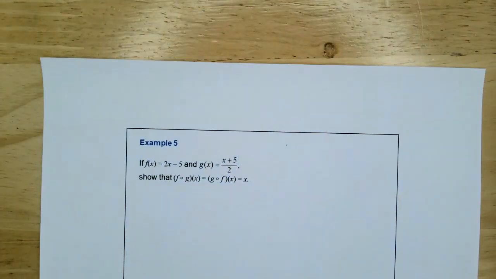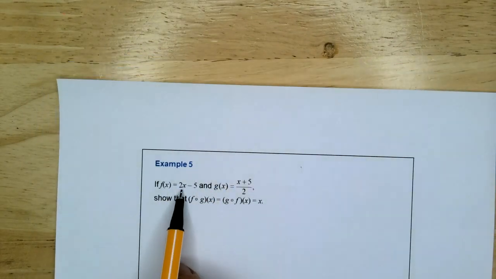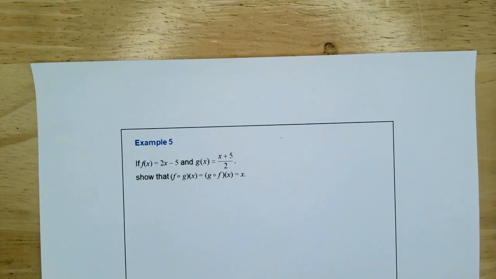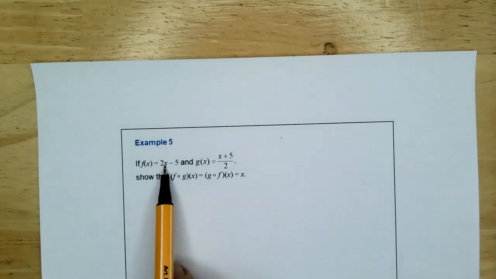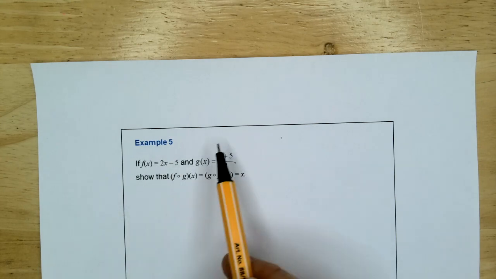Example 5 then asks us, if f of x is equal to 2x minus 5 and g of x is equal to x plus 5 divided by 2, show that f of g of x is equal to g of f of x, and they are both equal to x. Okay? So, if you are looking at a function and you describe x is being multiplied by 2, and then we subtract 5 from it.